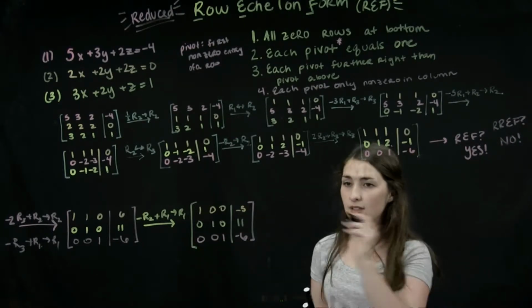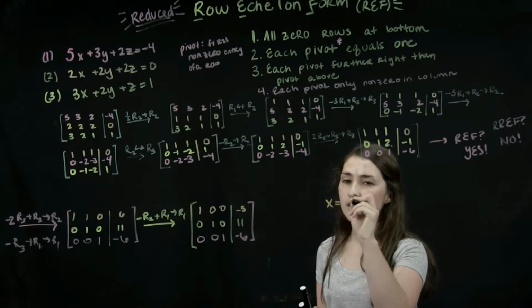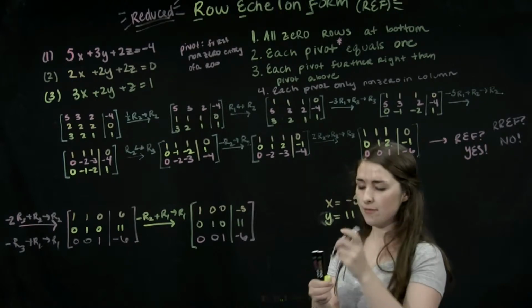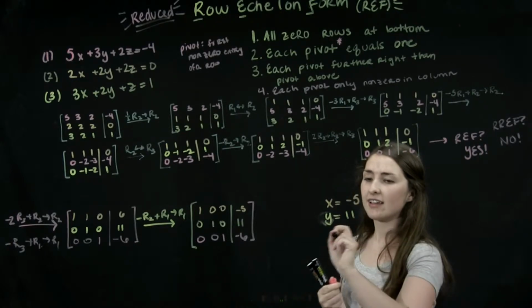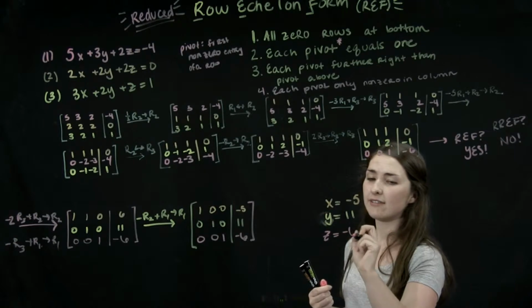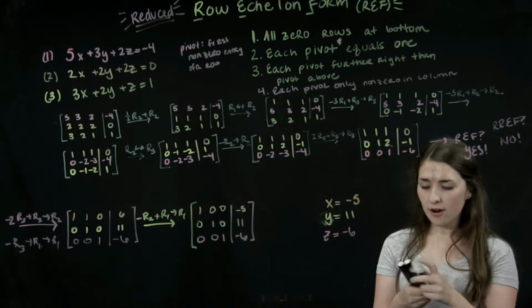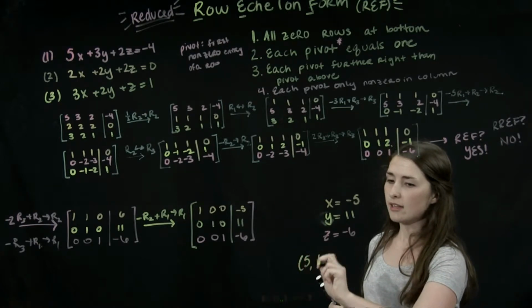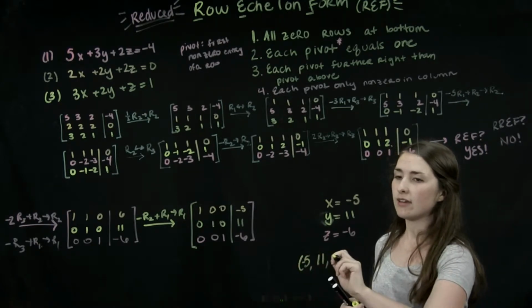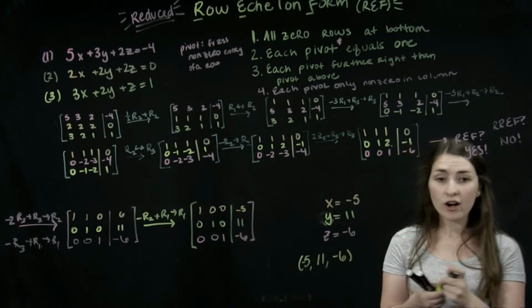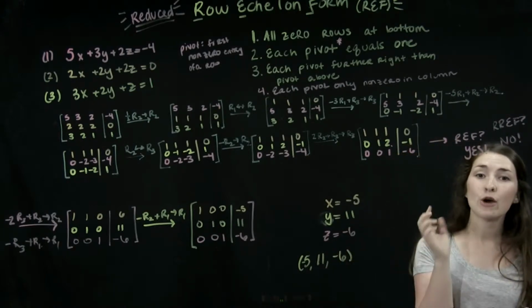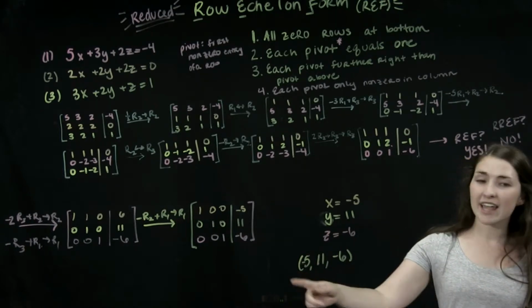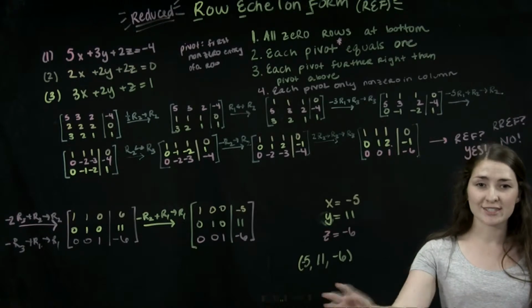So then we're going to see this. X equals -5. Y equals 11. And then Z equals -6. So then our final solution, once again, is going to be -5, 11, -6. If you recall, this is the same solution we came up with when we used row echelon form and back substitution. So this just takes our matrix one step further and gives us the correct answer.